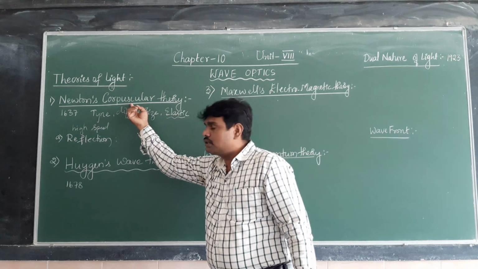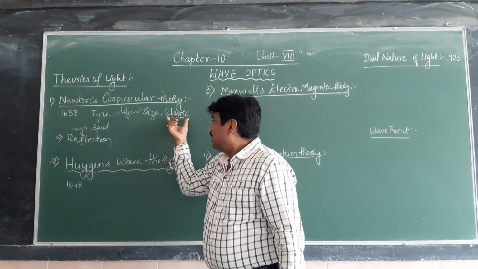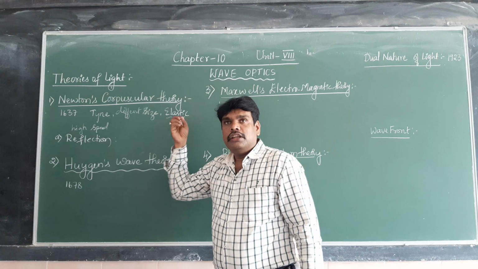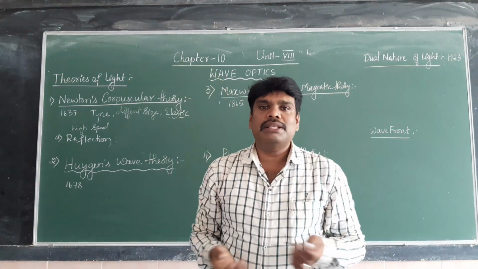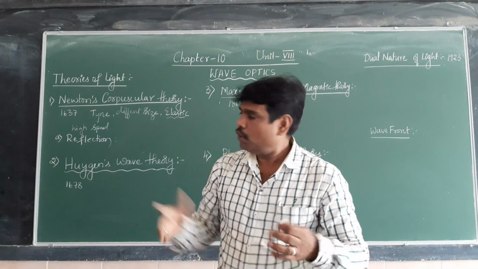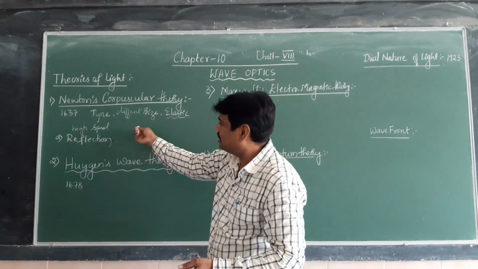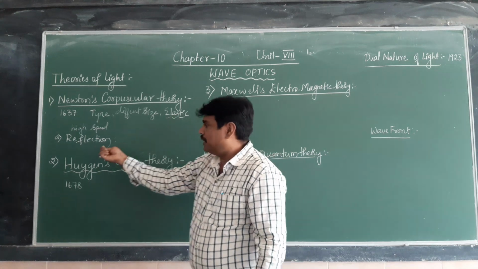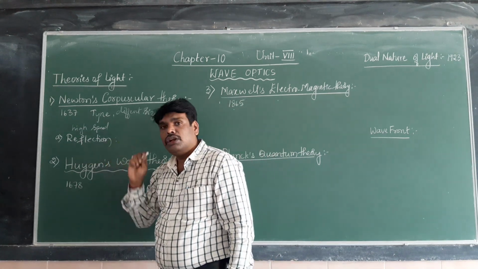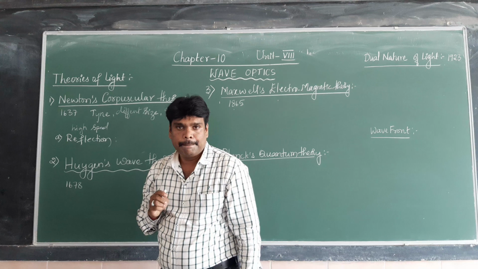Since the corpusculars are very highly elastic in nature, if it is incident on any opaque body, it will bounce back with the same speed in the same medium. So okay, it is acceptable. So what assumption has he made? Elastic in nature, that helps to explain the reflection of light successfully.